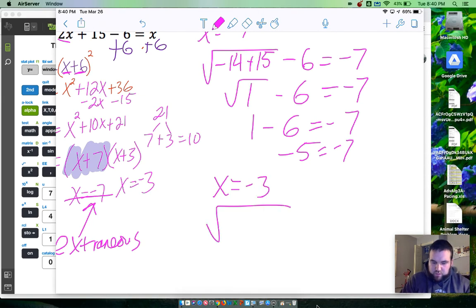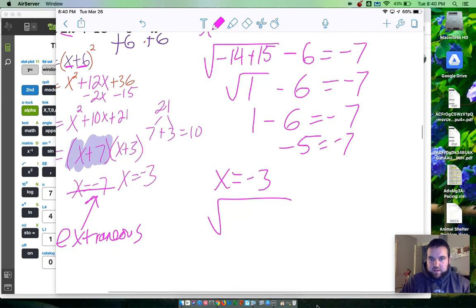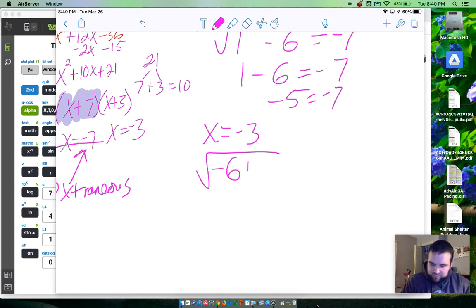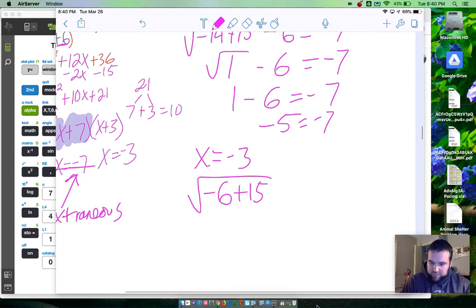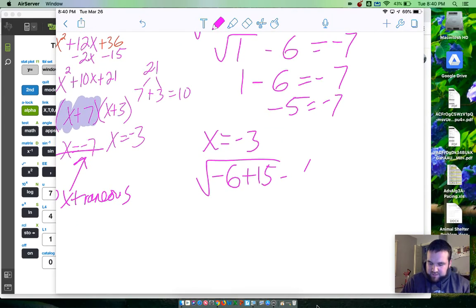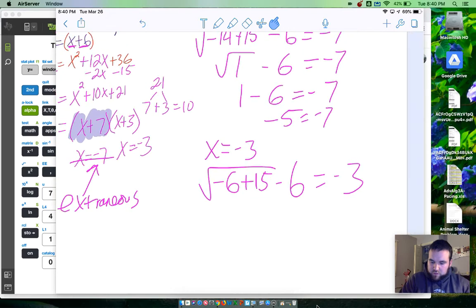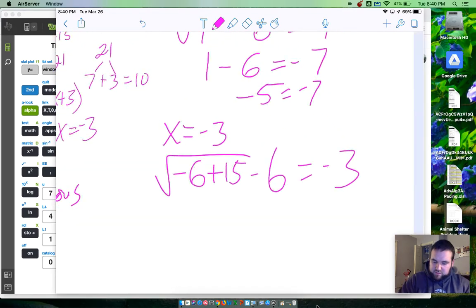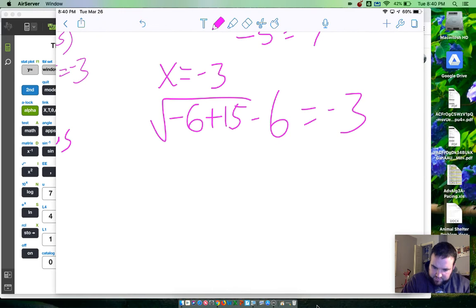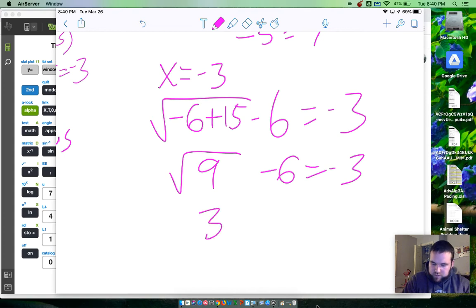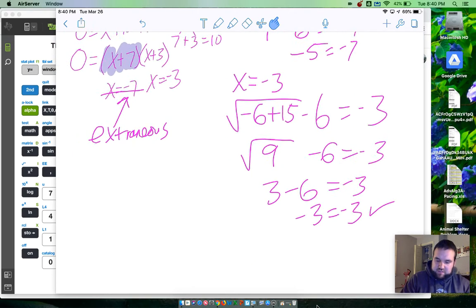So this is the square root. Again, if it's 2x, 2 times -3 would be -6 plus 15. And then if I take away 6, do I get that same x value back, which is -3? -6 plus 15 is 9. The square root of 9 is 3. And sure enough, if I do 3 take away 6, I will get -3, which means that this is my only solution.